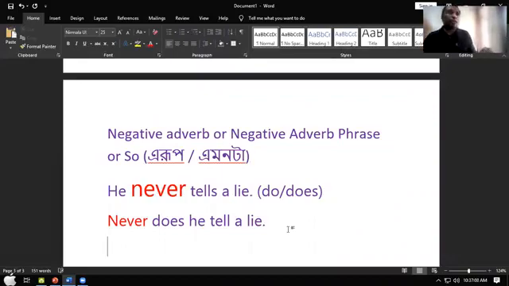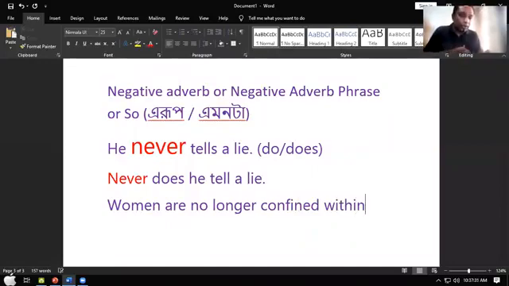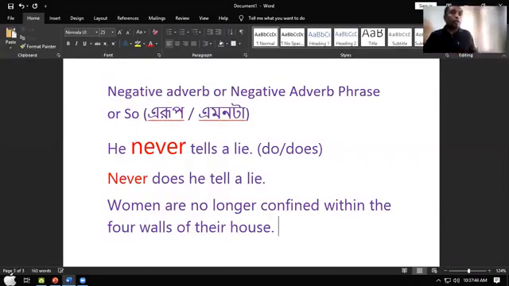Let us see an adverb phrase. Women are no longer confined within the four walls of their houses. Can you see a negative adverb phrase here? Here the negative adverb phrase is no longer.